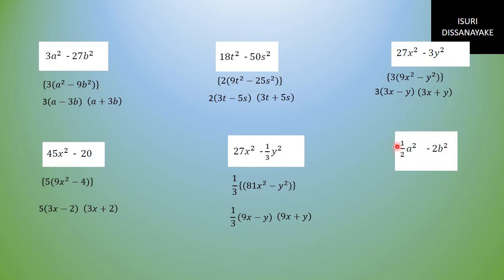Even here, when you have a fraction, the easiest way is to bring the fraction out from a bracket. You multiply this 2 by this 2 and write it as 4b squared. So we have half within brackets, a squared minus 4b squared. Now we are going to use the difference of two squares: half (a minus 2b), half is already there, so a minus 2b is written. Now we have a plus 2b.